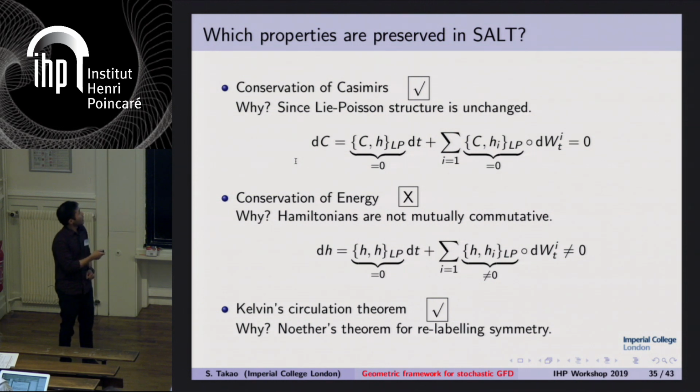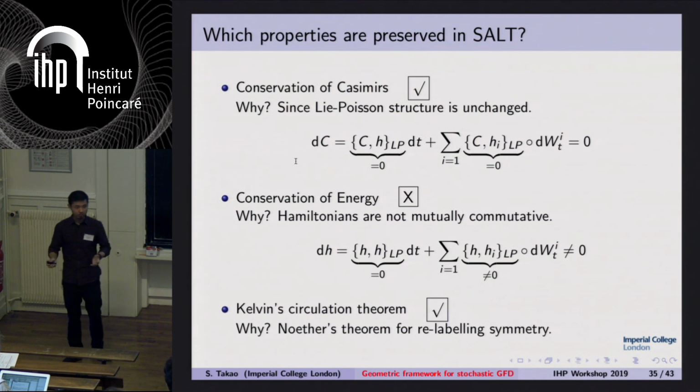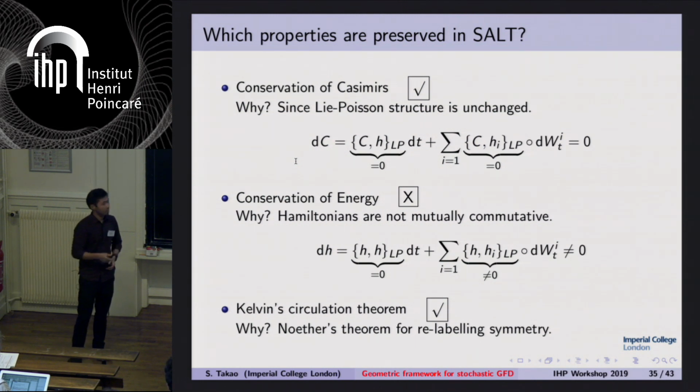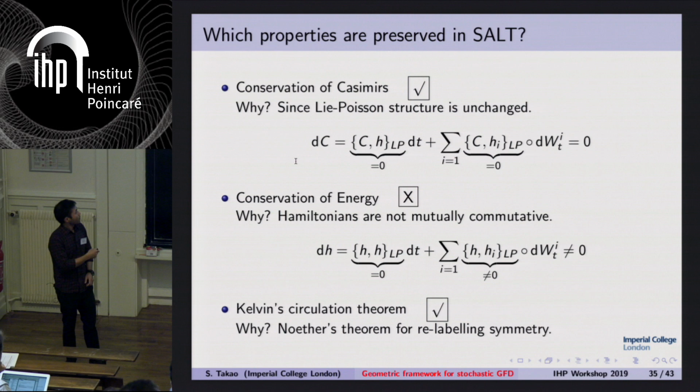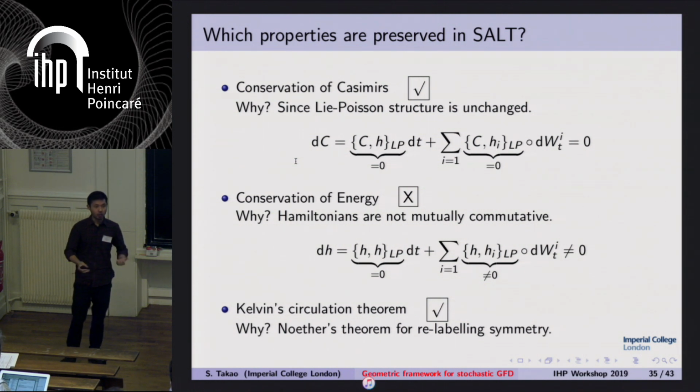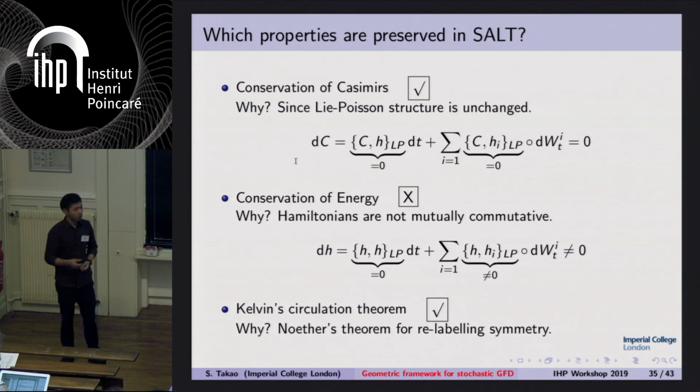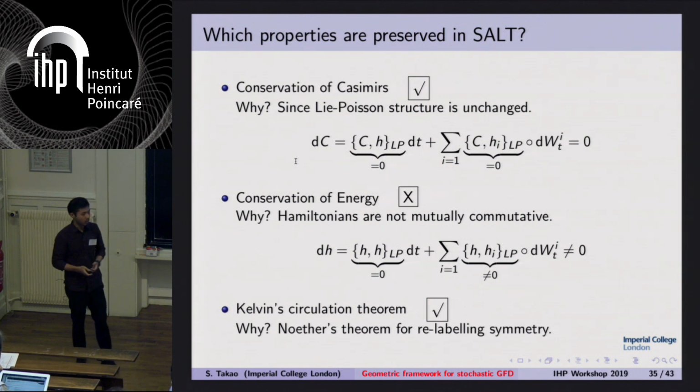So what about energy? It turns out that our energy is actually not conserved. That's because our Hamiltonians do not commute under the Poisson bracket. Here you have the Poisson bracket of the Hamiltonian with itself, and that's equal to 0. But here we have the Poisson bracket of the Hamiltonian with the noise Hamiltonians, and they don't necessarily commute. So our energy is not a conserved quantity under the stochastic system. But the Kelvin circulation theorem is still satisfied. The circulation is a conserved quantity because we still have the relabelling symmetry, and by Noether's theorem, you still have the conservation of circulation.